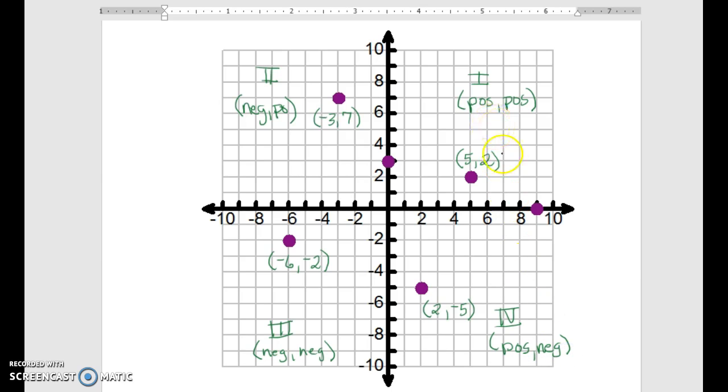And then we have two very special points here. This point is 9, 0. Because it lies on the horizontal axis, we're going to call it the horizontal intercept point. It's called this because it is the point that touches the horizontal axis.